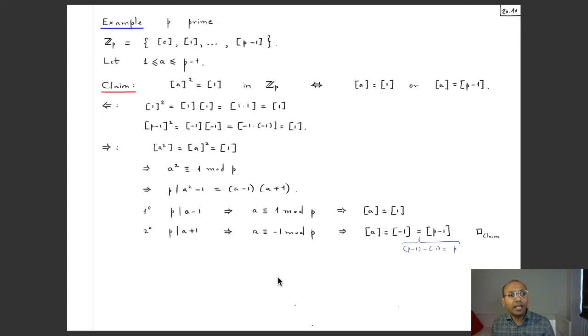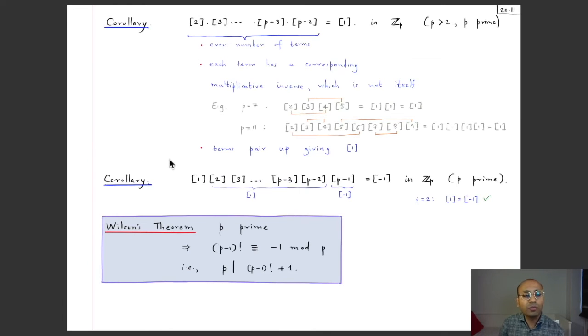Now we will use this claim to prove a number theoretic result which is known as Wilson's theorem. We will soon prove Wilson's theorem, but first let us derive some corollaries of the result that we have just shown.